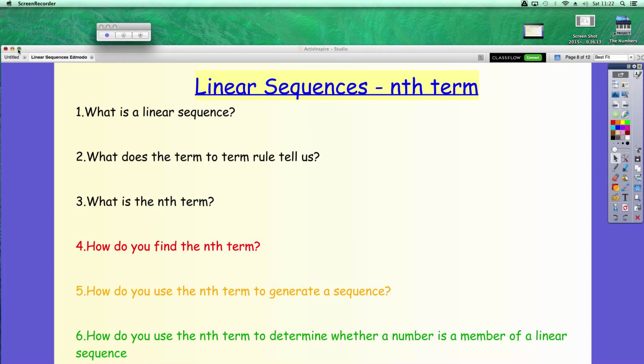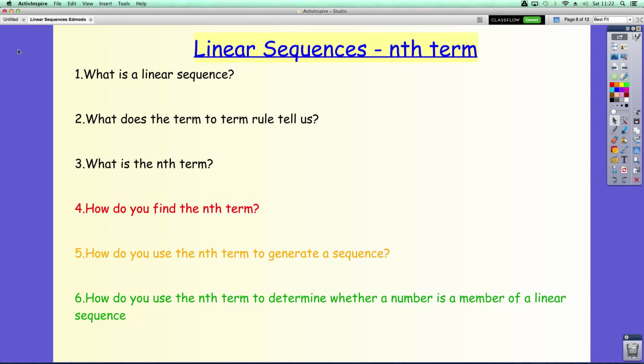Hi again, and welcome to my second tutorial on linear sequences. In my first one I covered the first 4 questions on here, and now I'm going to do how you use the nth term to generate a sequence, and how you use the nth term to determine whether a term is a member of that sequence as well.